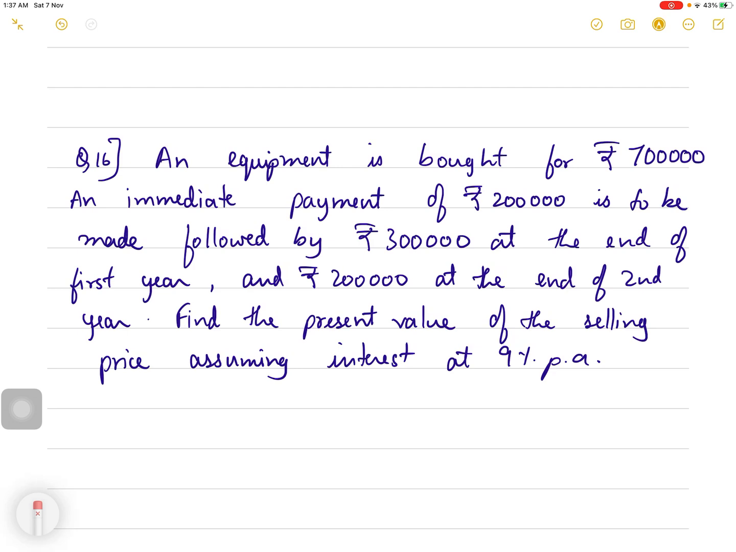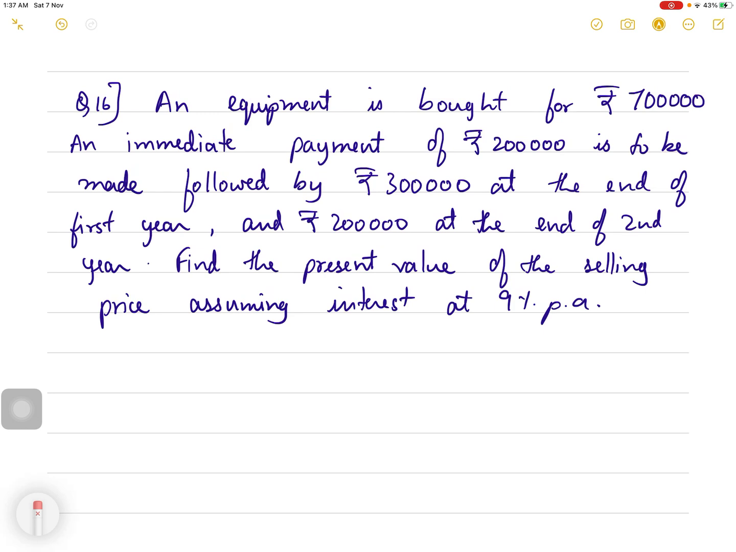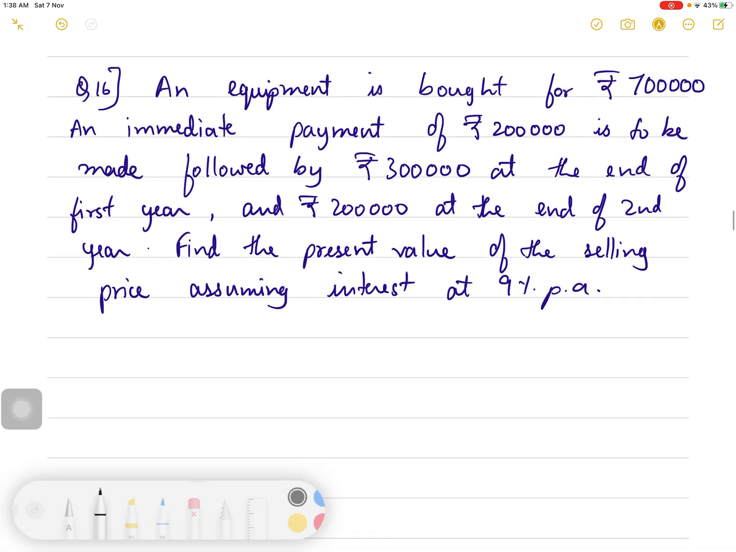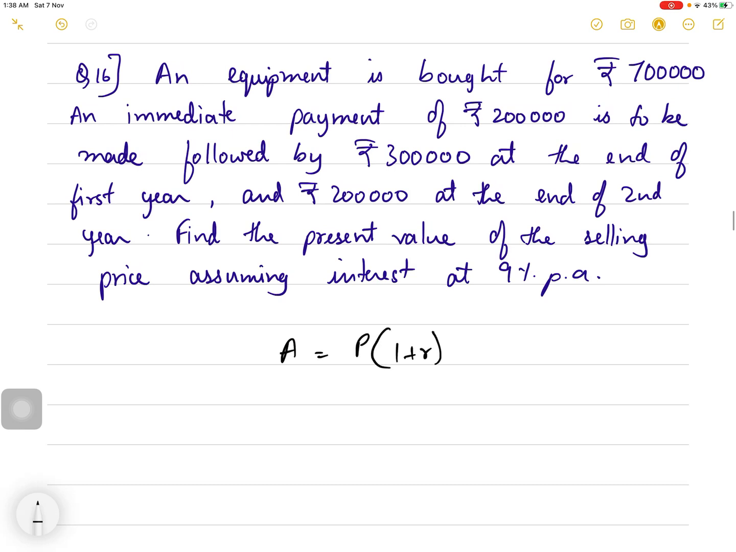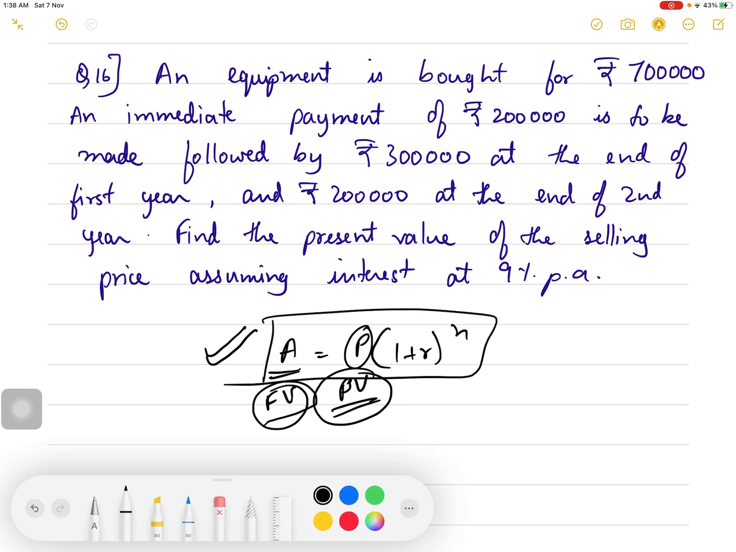An equipment is bought for 7 lakhs. An immediate payment of 2 lakhs is to be made, followed by rupees 3 lakhs at the end of the first year and 2 lakhs at the end of the second year. Find the present value of the selling price assuming interest at 9% per annum. Whenever present value or future value is given, you have to use the compound interest formula of A only. For example, A is equal to P into 1 plus R raised to N. You have to use this formula itself to find present value or future value. Here A is the future value and P is the present value.